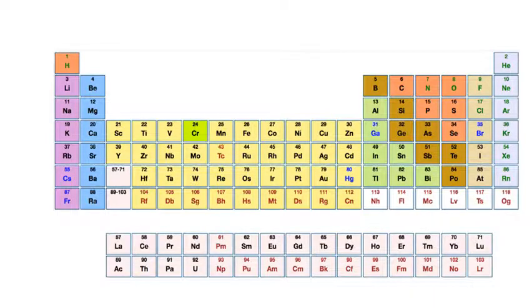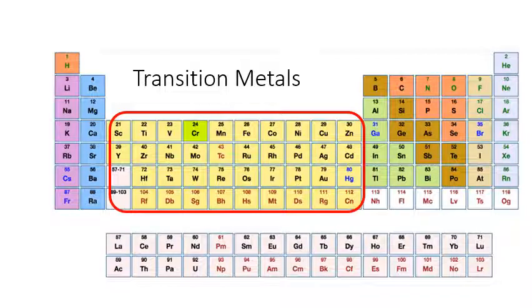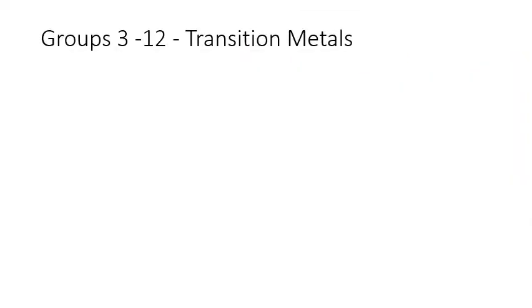Now our next group here are all these guys in here. We're not going to spend a whole lot of time talking about the characteristics of these elements because they are busy. All these ones in here are the transition metals, and they go from group 3 all the way over to group 12. So groups 3 to 12 are transition metals, so they have a range of reactivity.